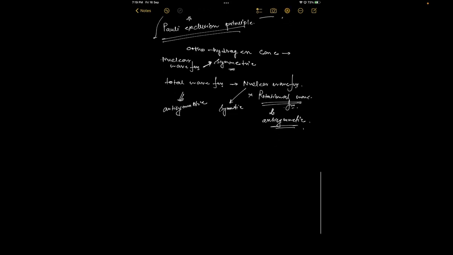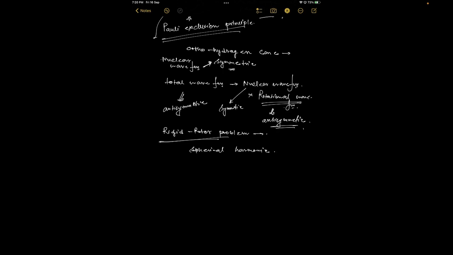Now we have to remember the rotational wave function here. The rotational wave function we get by solving the rigid rotor problem, right? In the rigid rotor problem, the solution of the Schrodinger equation comes out as the spherical harmonics. The property of spherical harmonics is very interesting. The wave functions are spherical harmonics.